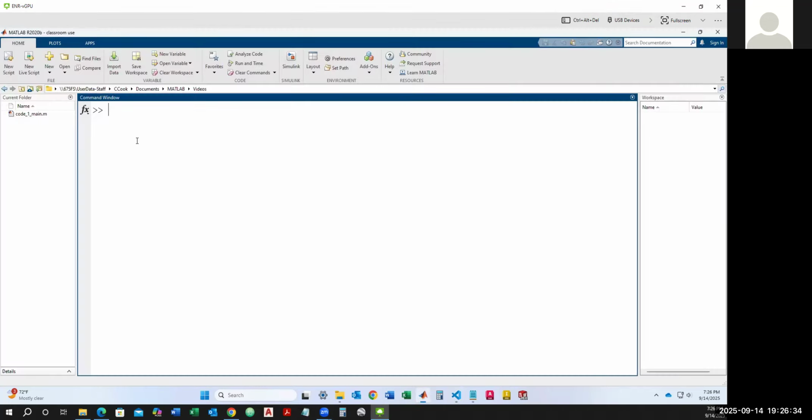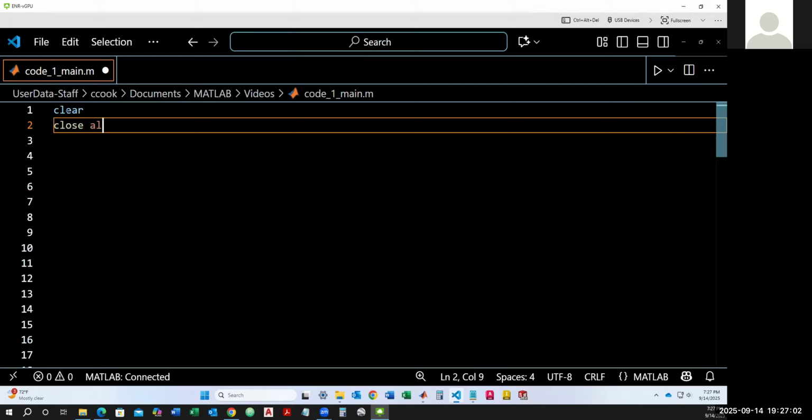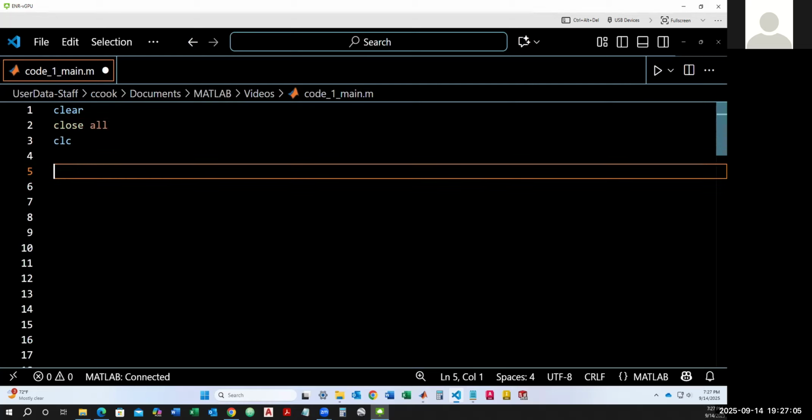All right. So I'll be writing today's code in MATLAB. I've set up my working folder and I'll be writing the code in Microsoft Visual Studio Code. You can use whatever code editor you would like. I like to start all my codes in the same manner, which is clear, close all, clear. So that's just going to clear out the workspace, close all figures, and clear out the command window.